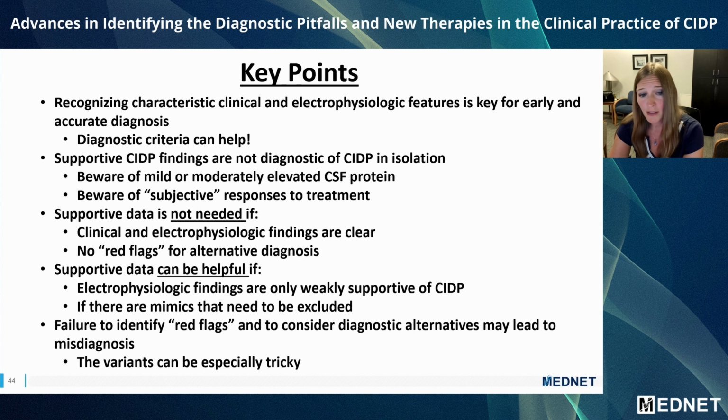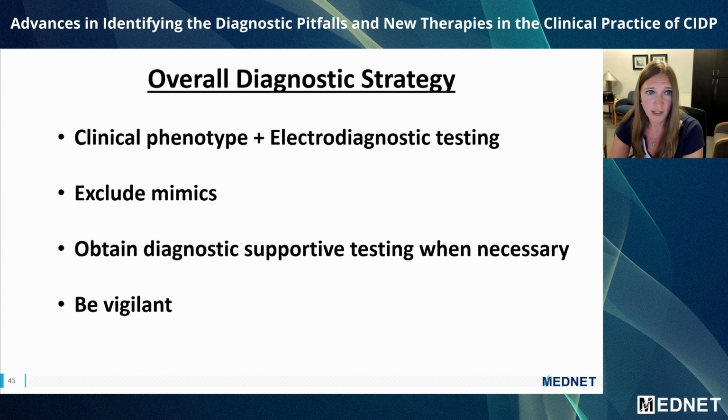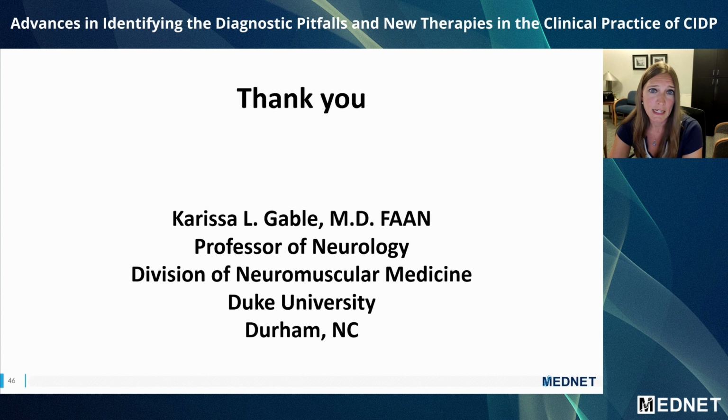And then really looking at all those differentials to consider other diagnostic alternatives that can crop up even later, and the variants can be especially difficult. So like I said, clinical phenotype plus electrodiagnostic testing, excluding mimics, obtaining diagnostic support testing when necessary, and being vigilant and following the patient closely.